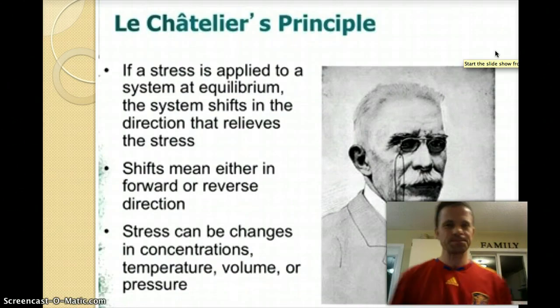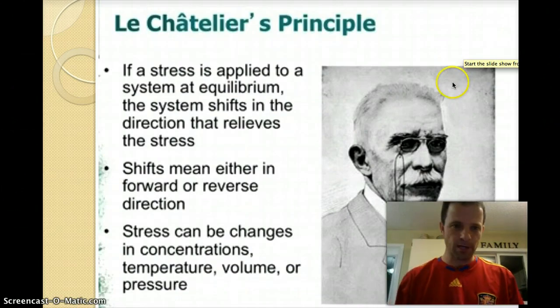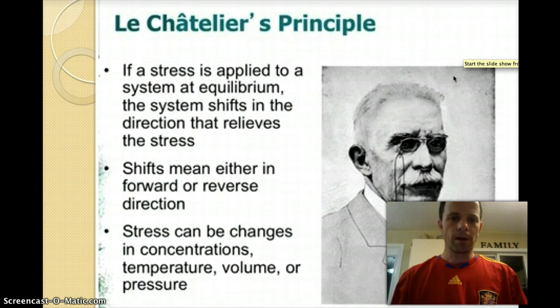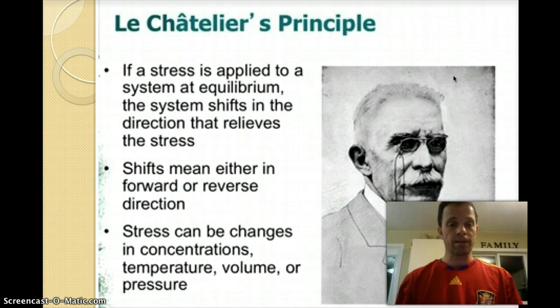Mr. Schultz here. Le Chatelier's principle is what we're going to talk about. We know that an equilibrium is a system where the rate of the forward reaction is equal to the rate of the reverse reaction. Le Chatelier said that if we changed the concentrations, changed the temperature, changed the volume, or changed the pressure, there would be a shift in the direction that relieves that stress. The shift would either be in the forward or reverse direction.